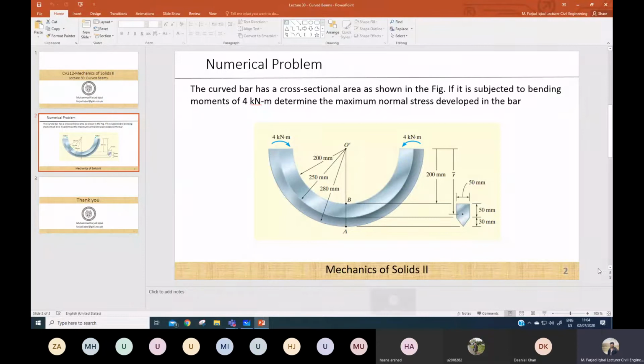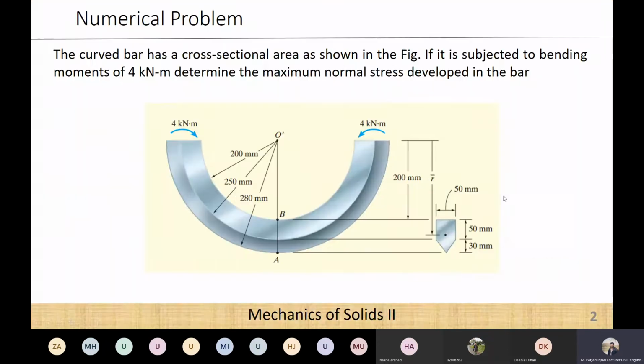So in the previous class, we derived the equation for the calculation of stresses for curved beams. In this one, we are going to apply this equation to calculate the stresses at different locations in a curved beam. We have been provided with a curved beam, something like this one, on which a moment of 4 kilonewton meter is acting on the cross section, and we are supposed to figure out the maximum normal stresses.